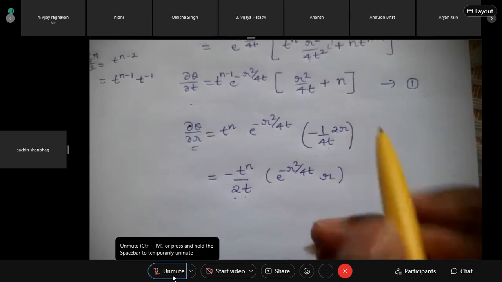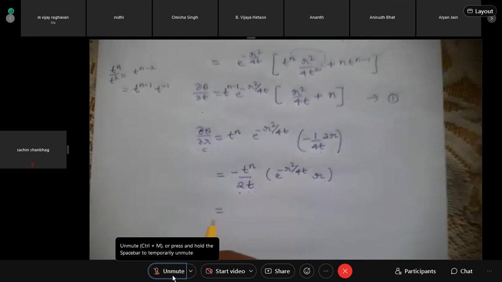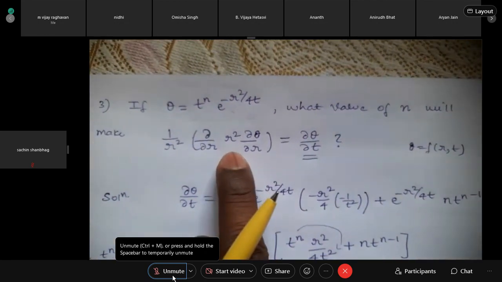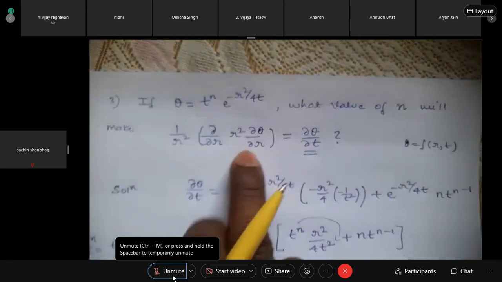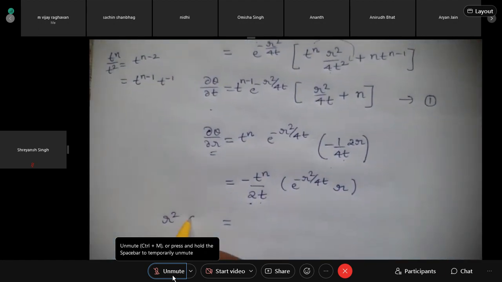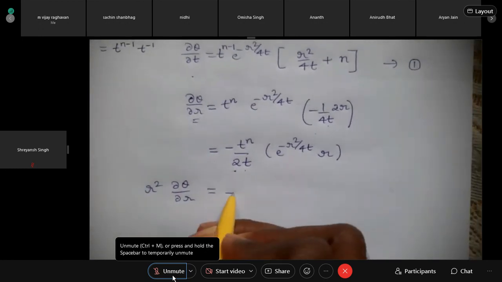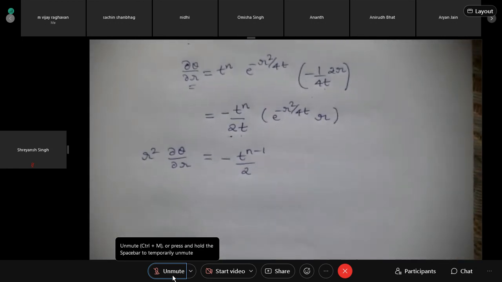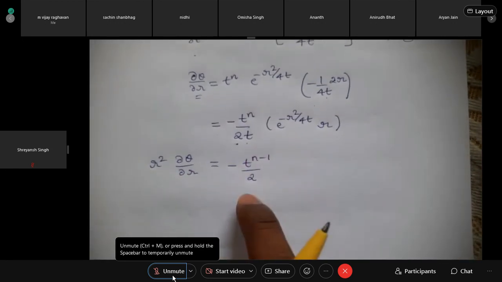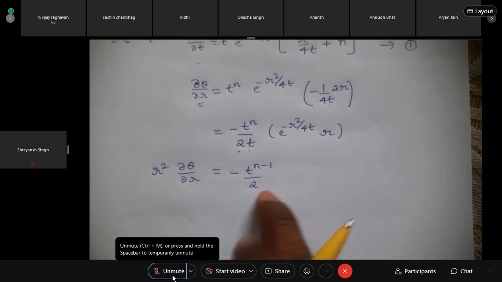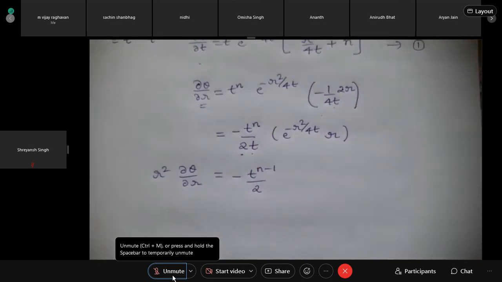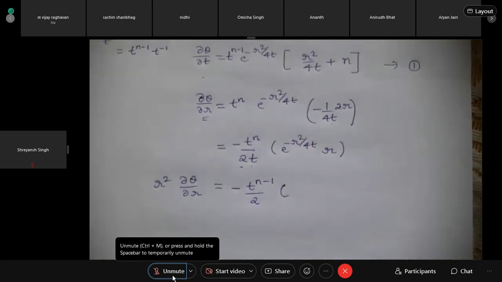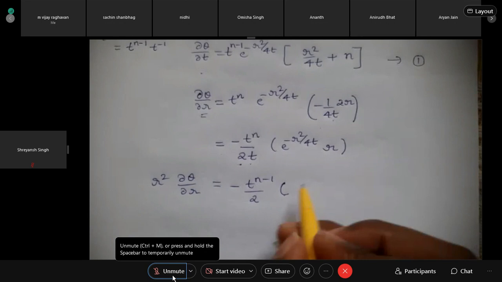Before going to the next step, here it says that you are supposed to multiply the result by r square. Let us take that r square into dou theta by dou r. What happens? Can we write it as minus t to the power of n minus 1 divided by 2 here? In this simplification, t power n divided by t becomes t power n minus 1, right?